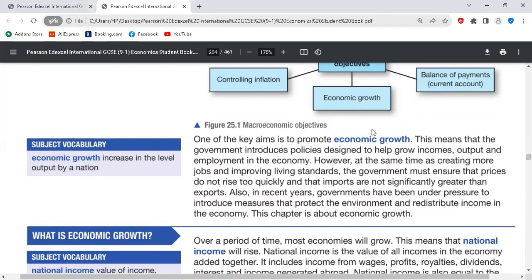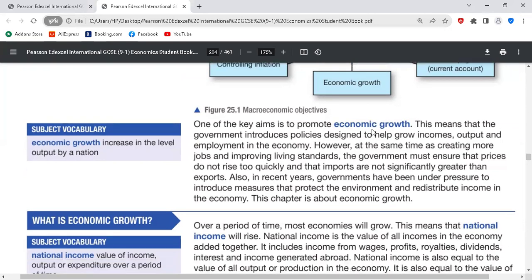One of the key aims is to promote economic growth. This means that the government introduces policies designed to help grow incomes, outputs, and employment in the economy. However, at the same time as creating more jobs and improving living standards, the government must ensure that prices do not rise too quickly and that imports are not significantly greater than exports. Also, in recent years, governments have been under pressure to introduce measures that protect the environment and distribute income in the economy.